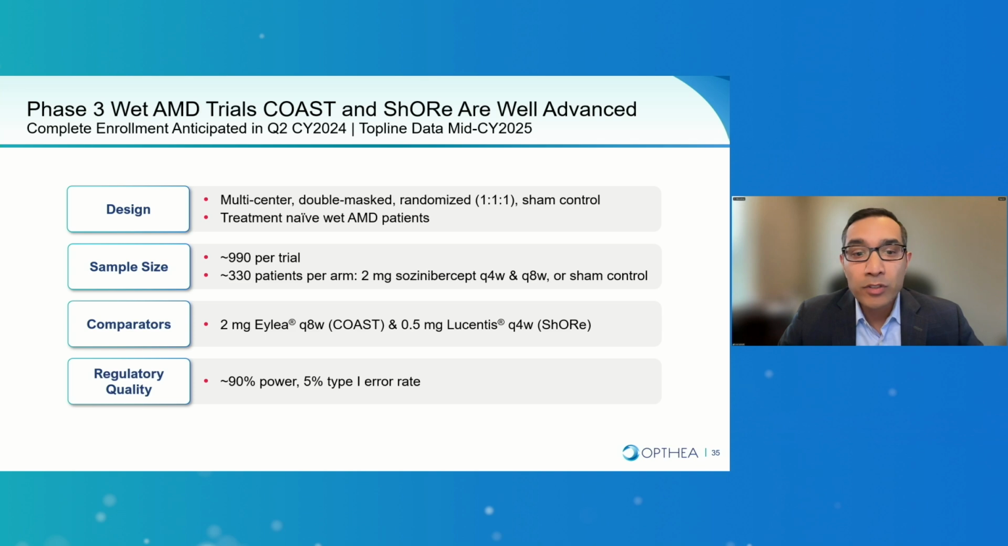The comparators we're using, again, depending on the study: in the COAST trial, we're looking at 2 milligrams of Eylea every 8 weeks, and in the SHORE study, 0.5 milligrams Lucentis every 4 weeks. We're looking at the highest regulatory quality with 90% power and 5% type 1 error rate. Next slide, please.